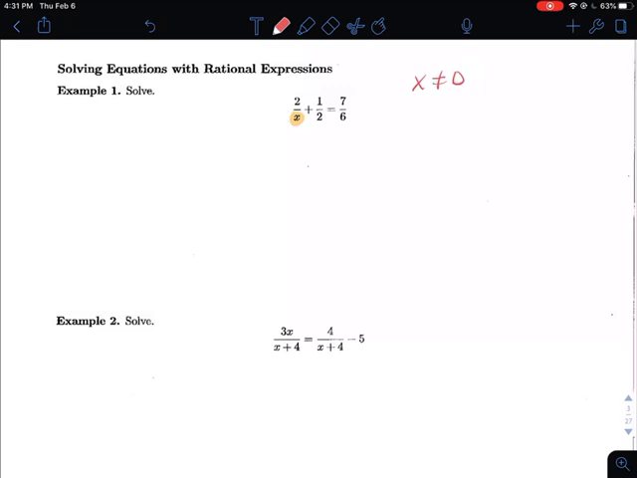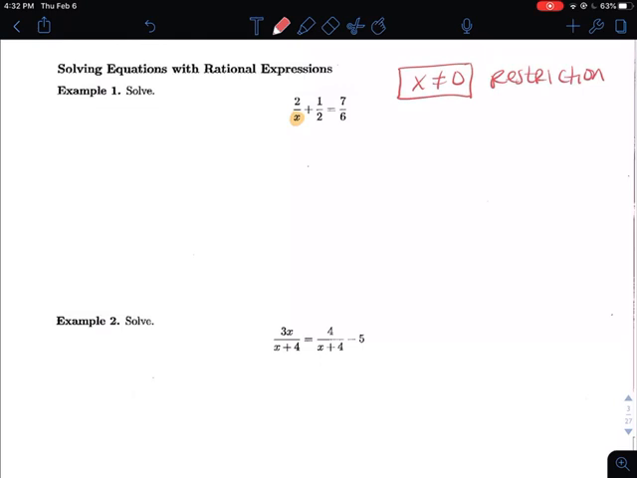So I'm going to keep this in the back of my mind. I'm going to solve this equation. If I get x equals 0 as an answer, I have to toss it out. And when you're doing your work in MyMathLab, they're going to ask you for the restrictions. So this would be the restriction. This is what x can't equal.